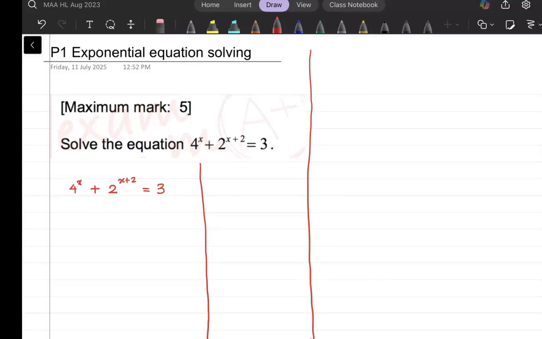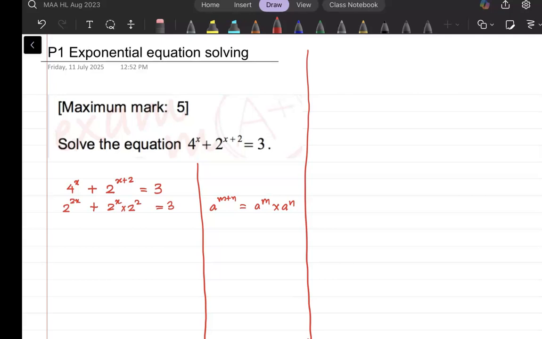Now what I need to do is write this as 2 raised to 2x plus 2 raised to x into 2 raised to 2 is equal to 3. Obviously I've used the rule a raised to m plus n, so a raised to m into a raised to n, the first law of indices. That's what I've applied over here.